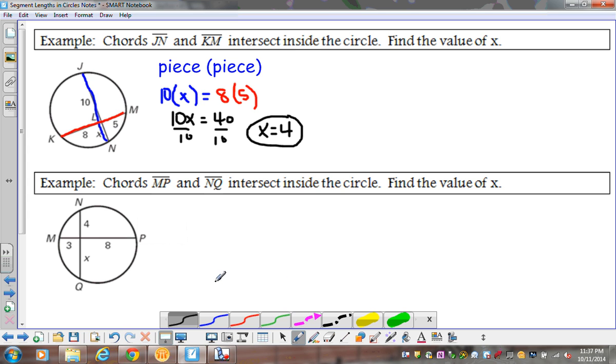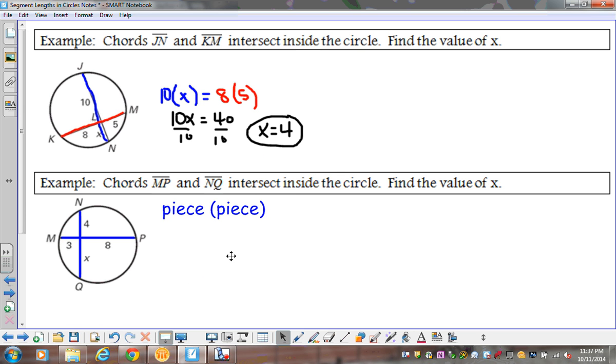All right, so let's look at this next one together. I got my two chords. I've got chord MP, and I've got chord NO. Those are my two chords. Wow, those are amazingly straight lines. Impressive. All right, so remember, with chords, it's piece times piece.